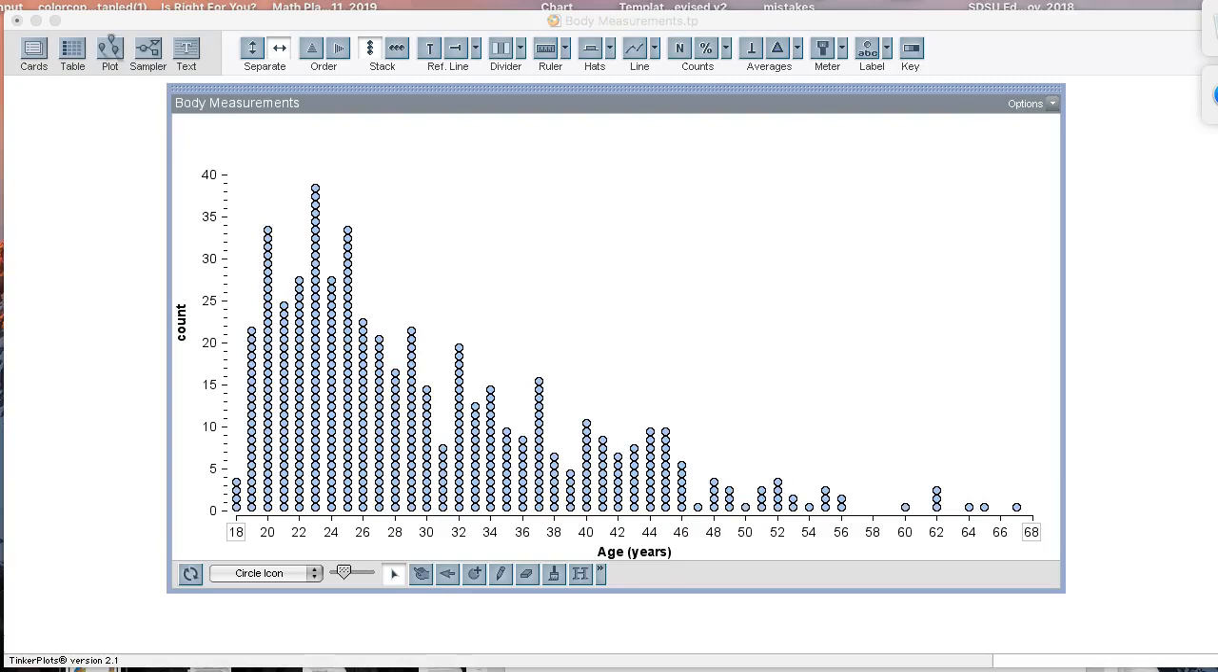In this video, I will use a dot plot to describe the shape, center, and spread of a distribution. In this dot plot, the variable is age. You can see it here on the horizontal axis. And the individuals are 507 adults, so each dot represents an adult.